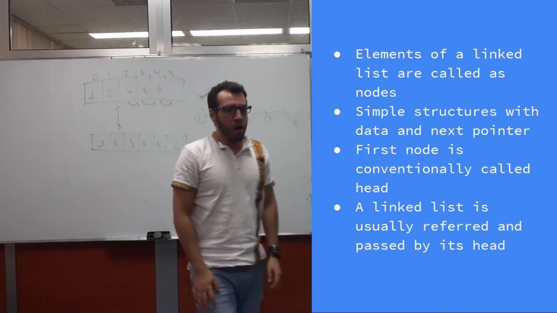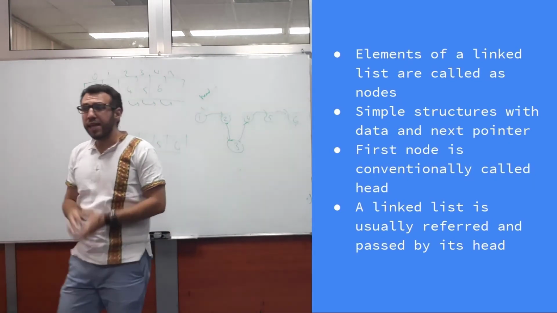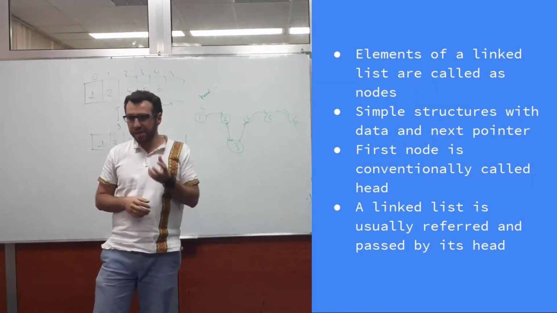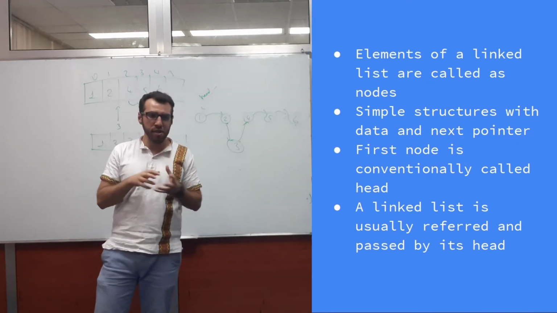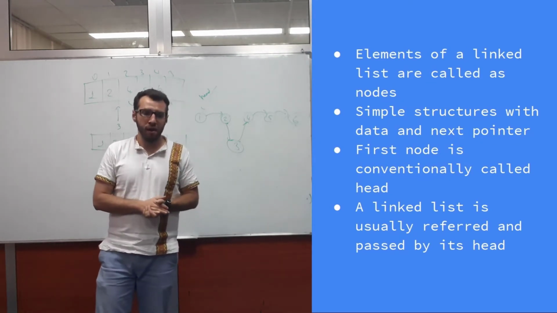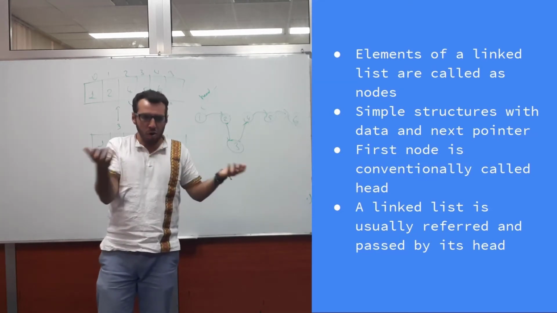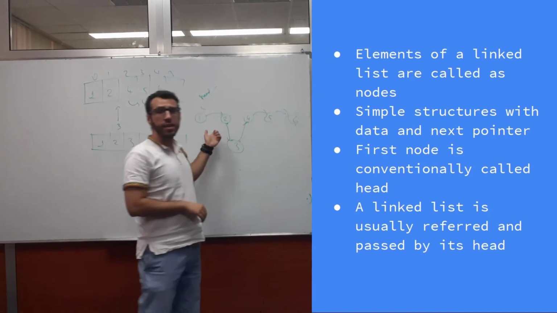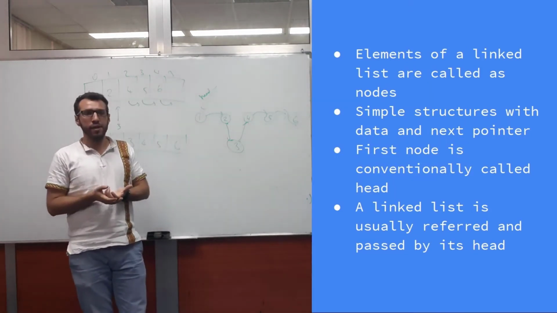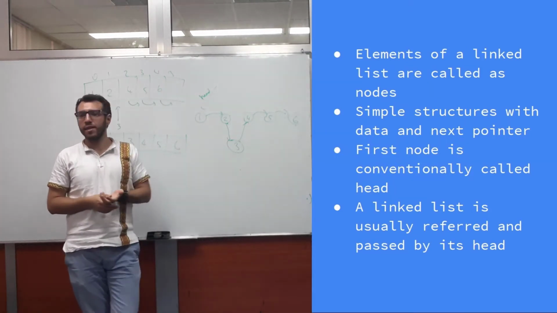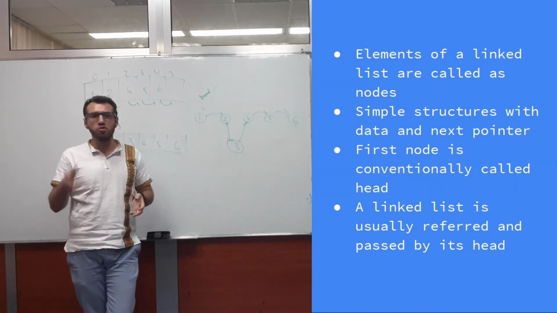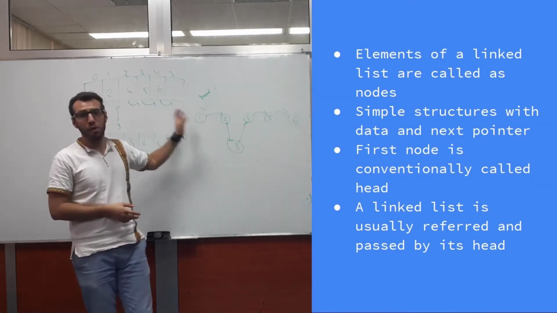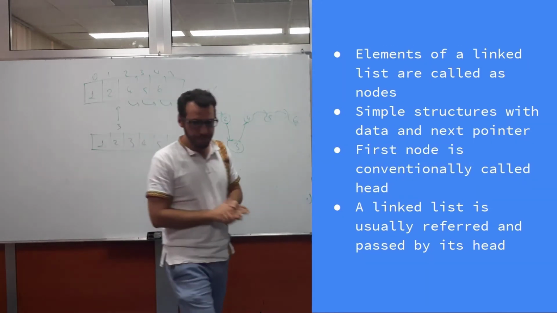So, what are nodes? As we said, linked lists consist of nodes. Node is the basic data structure that we are using to create linked lists. So each element is called a node basically. And the first node is conventionally called the head of the linked list. And this is how we reference linked lists and how we pass them from one function to another. Head is very important for linked lists for that reason.